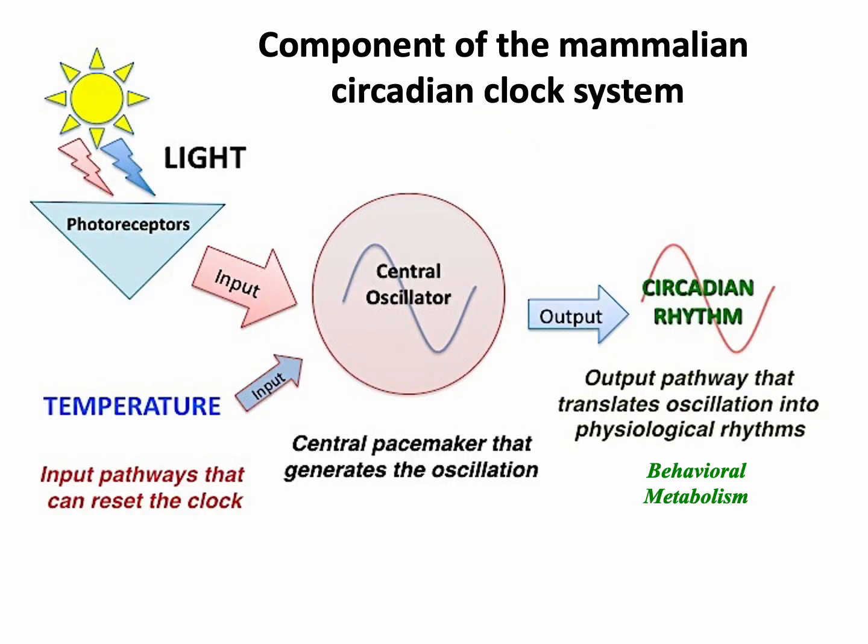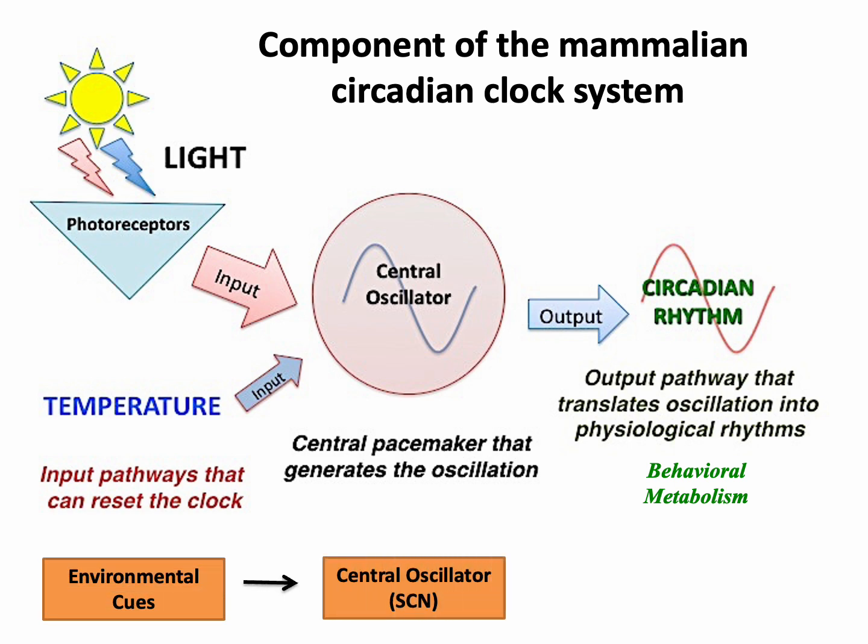There are three basic components of the system. The environmental cues, in which light is the most important. The center is the central pacemaker, present in the brain's suprachiasmatic nuclei, which receives the input and sends it out to the peripheral clocks to regulate the timing of various processes such as behavior, sleep-wake cycle, and metabolism such as feeding, fasting, and body temperature rhythm, etc.